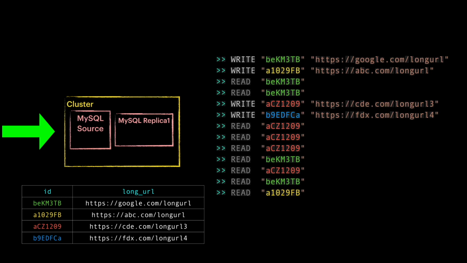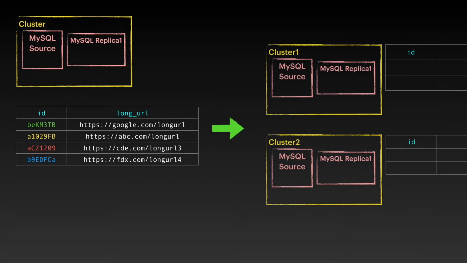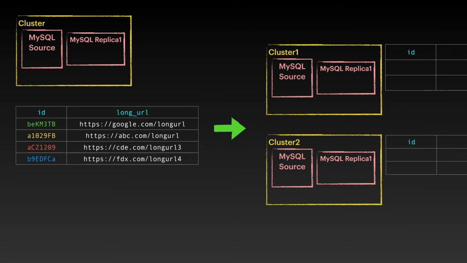We can actually distribute write requests to different clusters based on ID, as long as read requests with the same ID will be distributed to the same cluster. For example, all read-write requests with ID that starts with A go to cluster 1, and all read-write requests with IDs that start with B go to cluster 2.